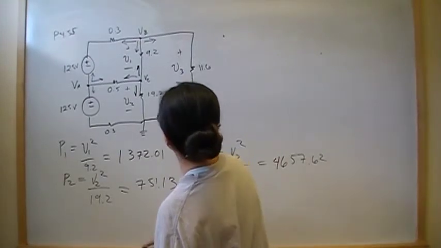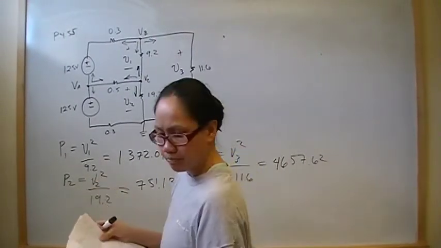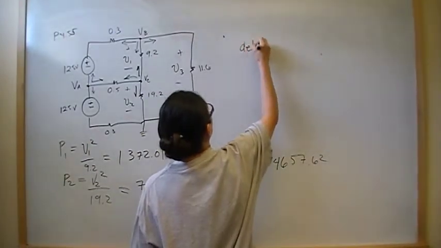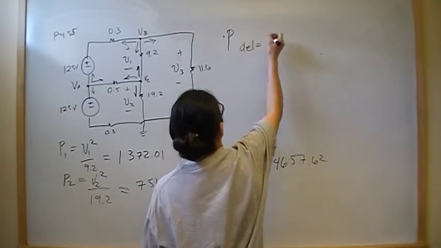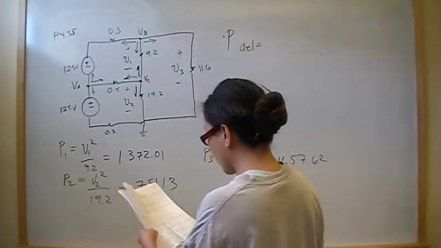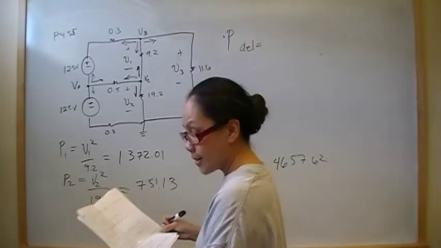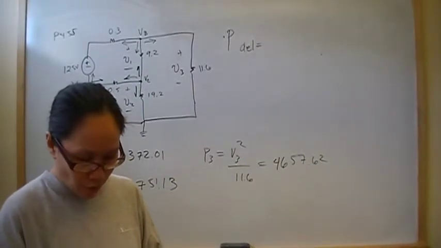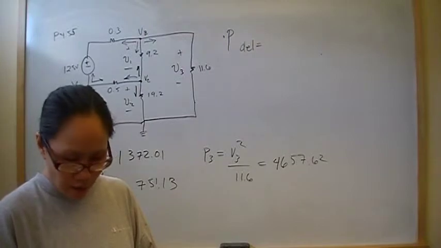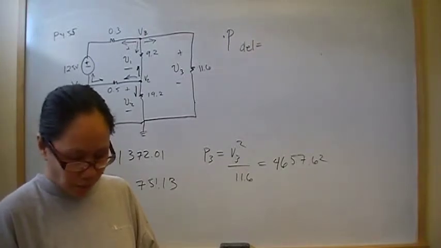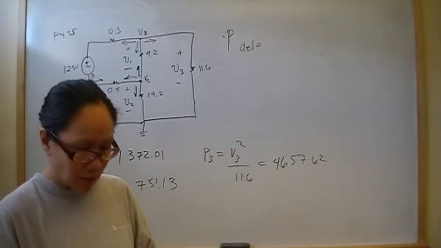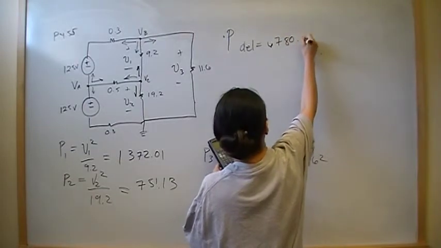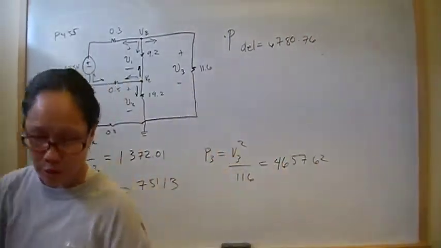So the power delivered is going to be, add those three together. I actually didn't do it, so 1372.01 plus 751.13 plus 4657.62, that gives me 6780.76. So that's the total power delivered to the circuit.